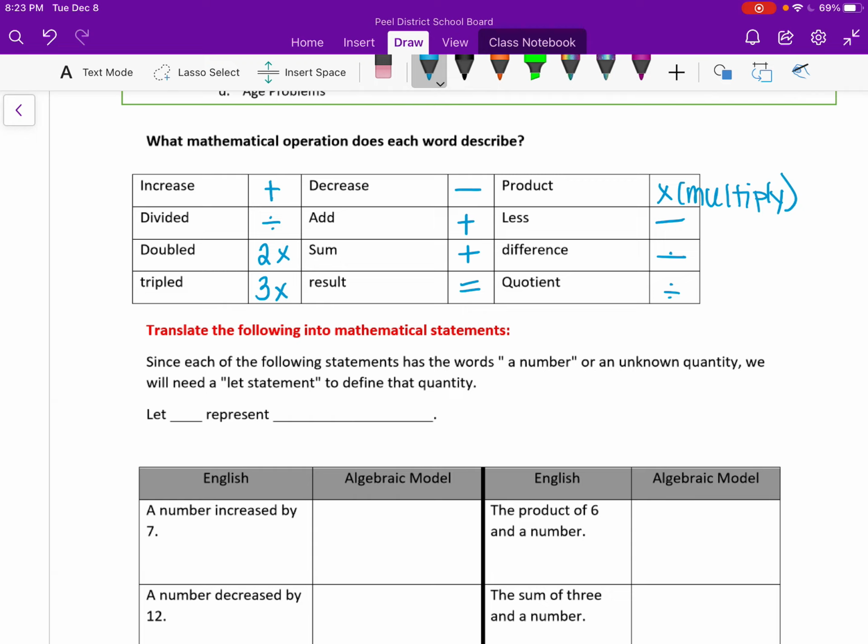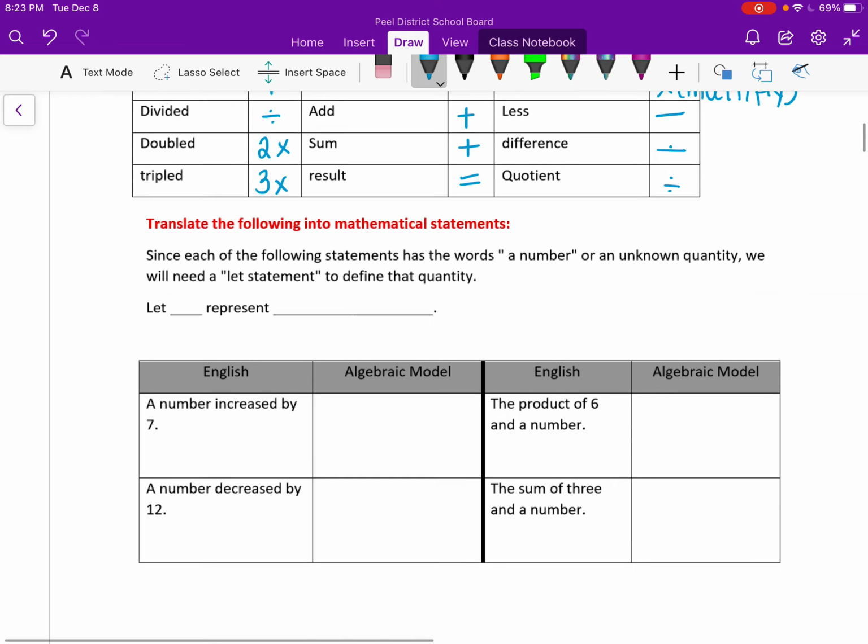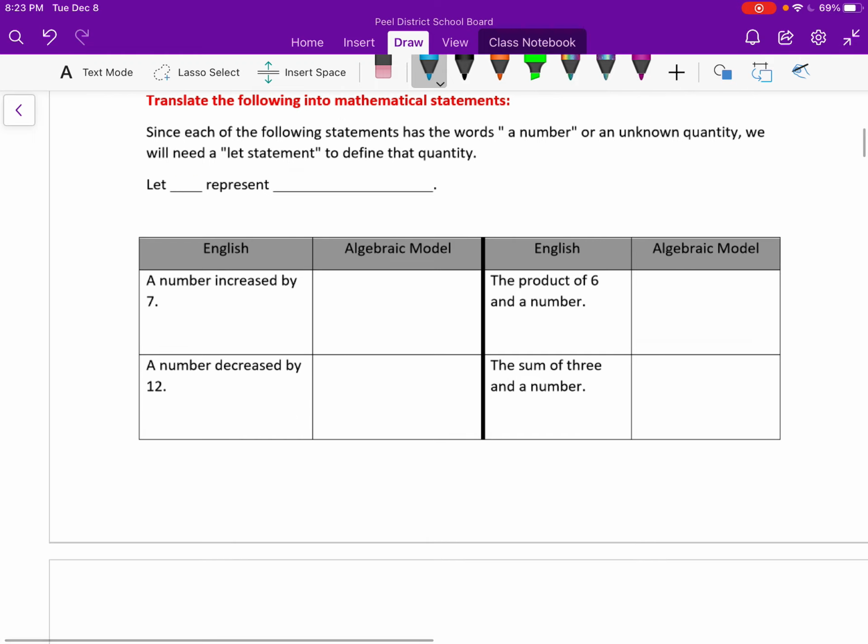So to translate the following into a mathematical statement, right? This is how we're going to go about this. Since each of the following statements has the word a number or an unknown quantity, we're going to make a let statement. So always make let statements in your models. So you're going to say let any number. So I'm always going to pick x because I just like that. Represent a number.